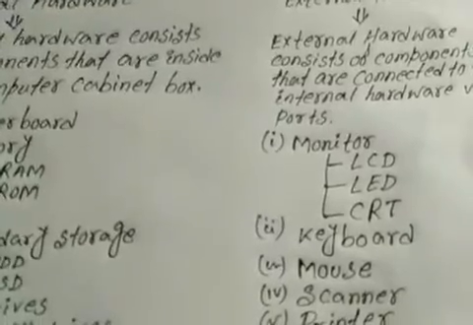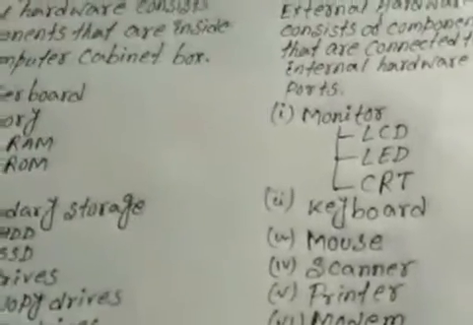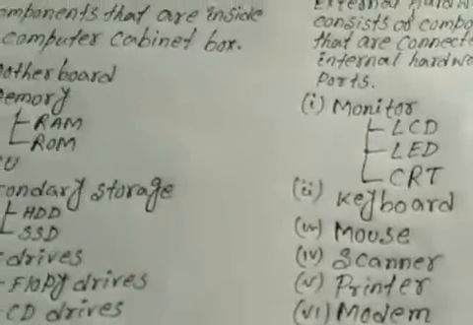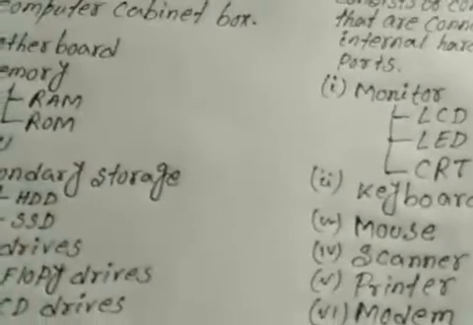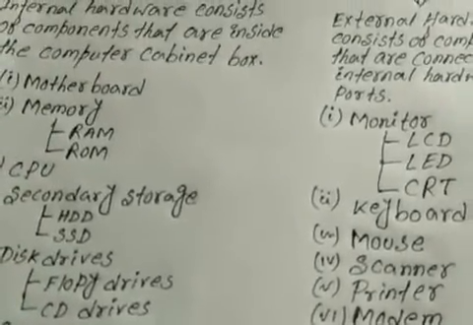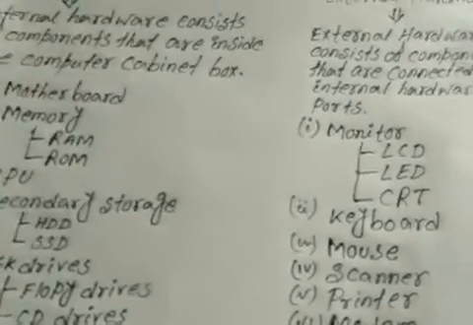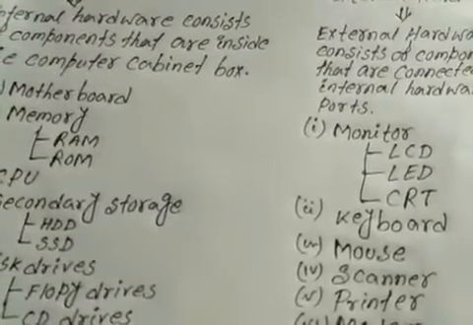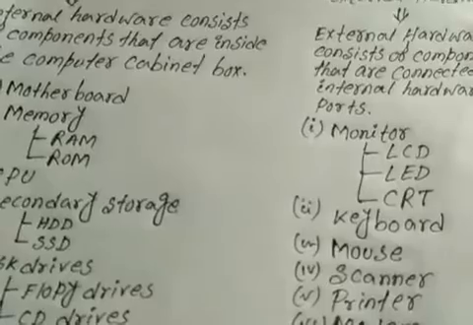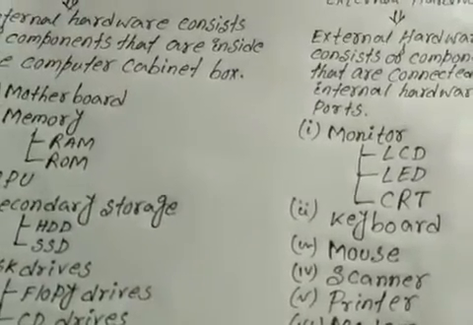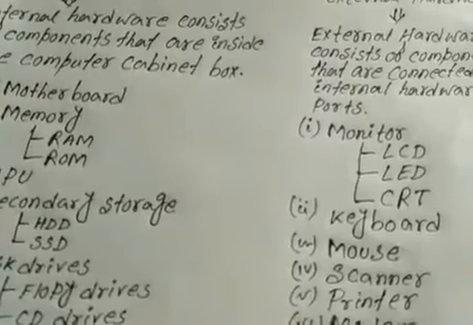Then keyboard will be discussed. A keyboard looks like a typewriter and is used to give information to the computer. Whatever is typed on the keyboard is seen on the monitor. It has different keys. We press different keys to type data and give commands to the computer.